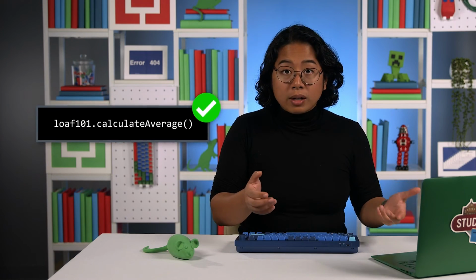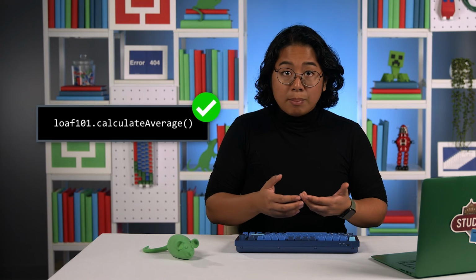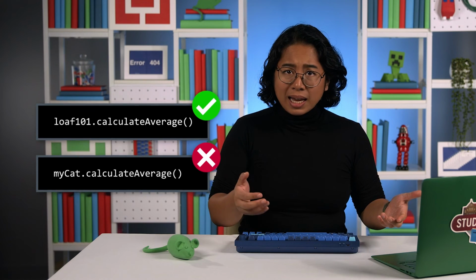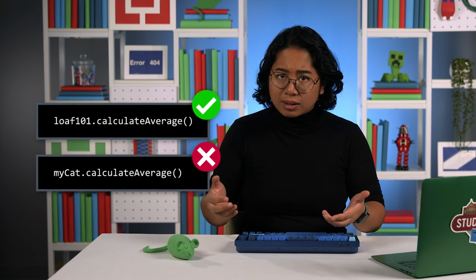object that's created from that template. So loaf101.calculateAverage would work, but myCat.calculateAverage would give us an error, because myCat is an instance of the cat class, not the course class. Honestly, that doesn't even make any logical sense, because what kind of averages would you calculate for a cat? And this is one of the reasons that we want to try and design clearly labeled classes that accurately model the real world, because that makes it easier for other programmers to understand our work.